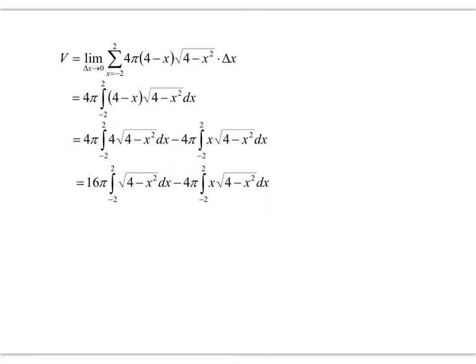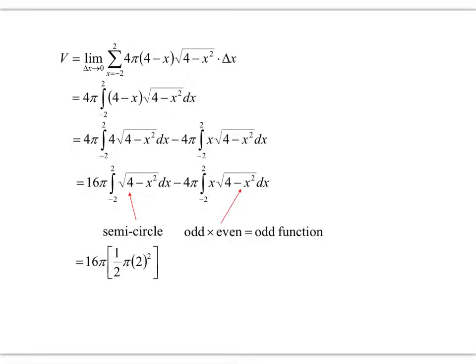And then this is going to be a little technique that we have a look at. This is a semicircle. So it's 16 pi multiplied by the semicircle. The semicircle is going to be 1/2 of pi r squared. And the second expression is, here's an odd function, here's an even function. When you multiply an odd by an even, you ultimately get an odd function, like we saw with graphs.